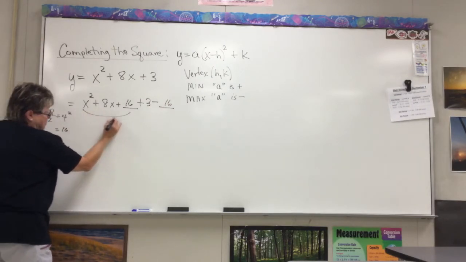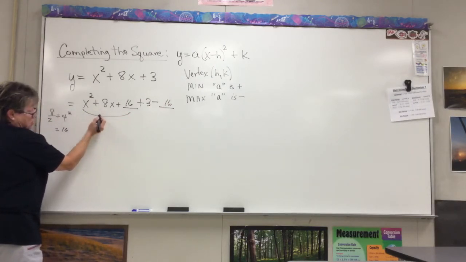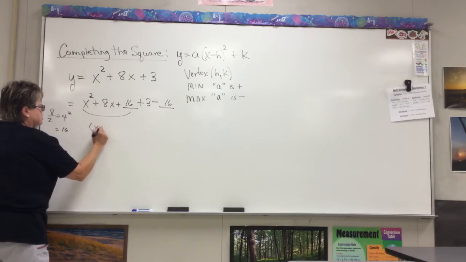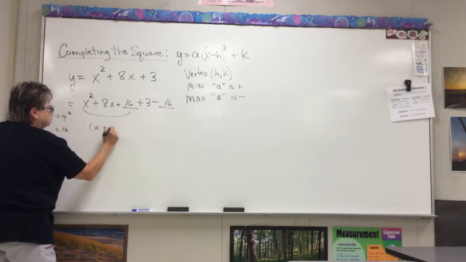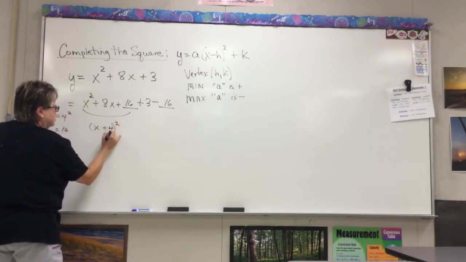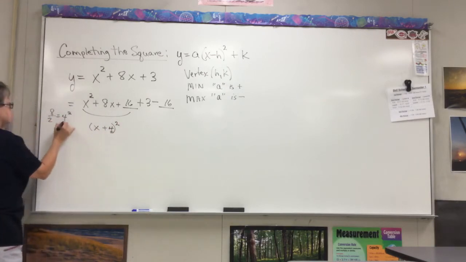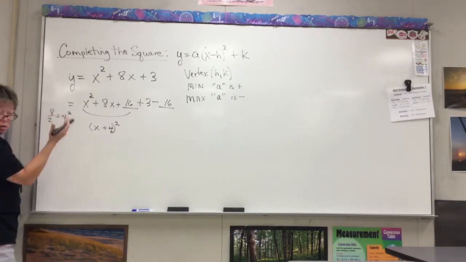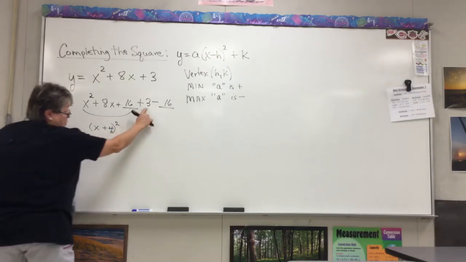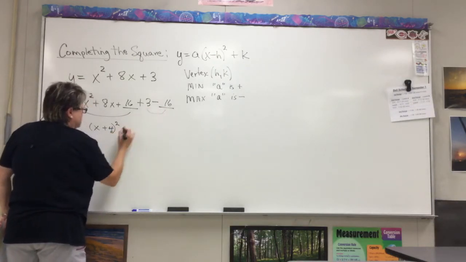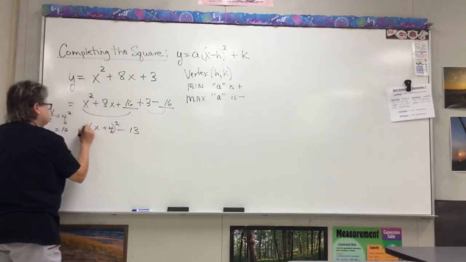So if you go to factor x squared plus 8x plus 16, you'll find it factors into the quantity x plus 4, squared. We heard 4 a minute ago. That was our half number, or divide by 2 number. And then just do your arithmetic down here at the end. You get a minus 13.